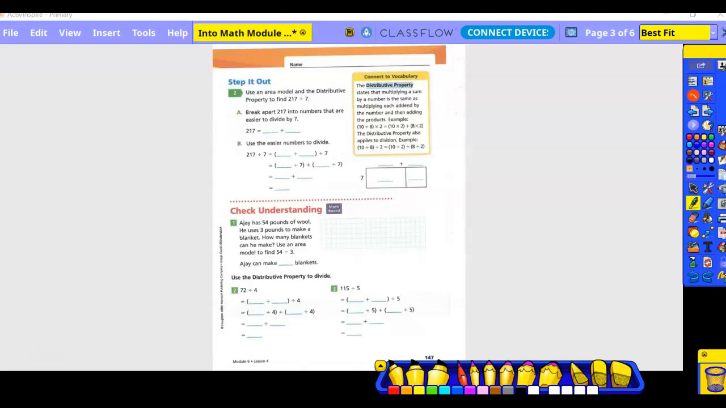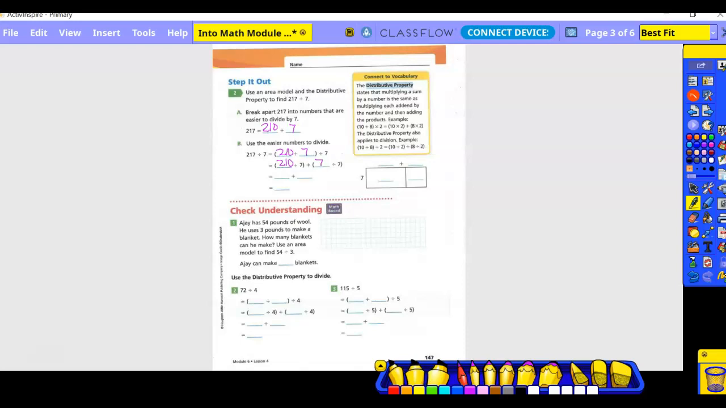Use an area model and the distributive property to find 217 divided by 7. Break apart 217 into numbers that are easier to divide by 7. So 200. Do you guys see a multiple of 7 right there at the front? Yes. What is it? 21. But then I need to add a 0 to hold my spot. So 210. And then what is my other one? 7. Okay. So I'm breaking it into 210 plus 7 divided by 7. So then I write 210 divided by 7 and 7 divided by 7.